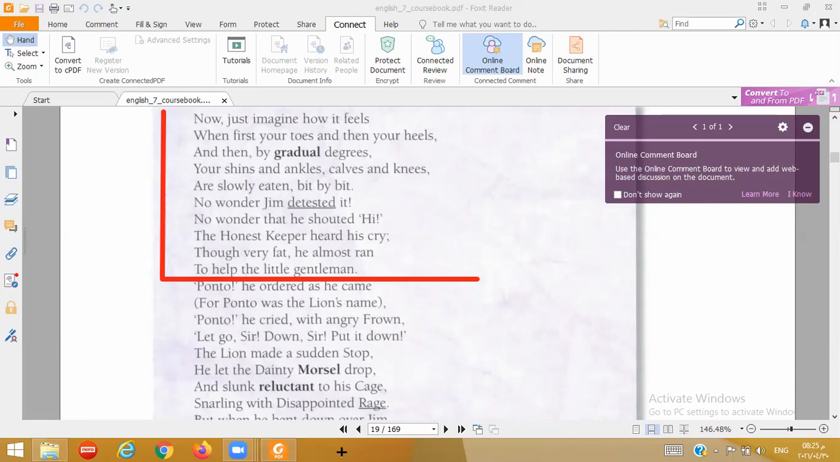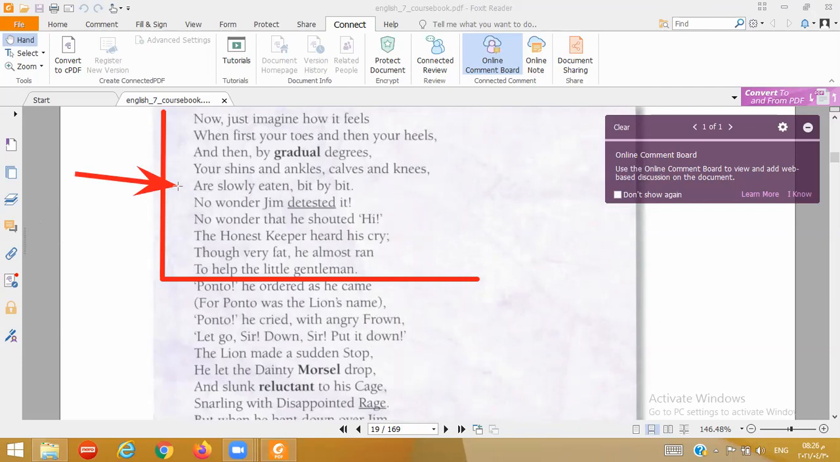And now just imagine how it feels when first you chew and then you heal, and then by gradual decrease your shins and ankles, calves and knees, slowly eaten, bit by bit.